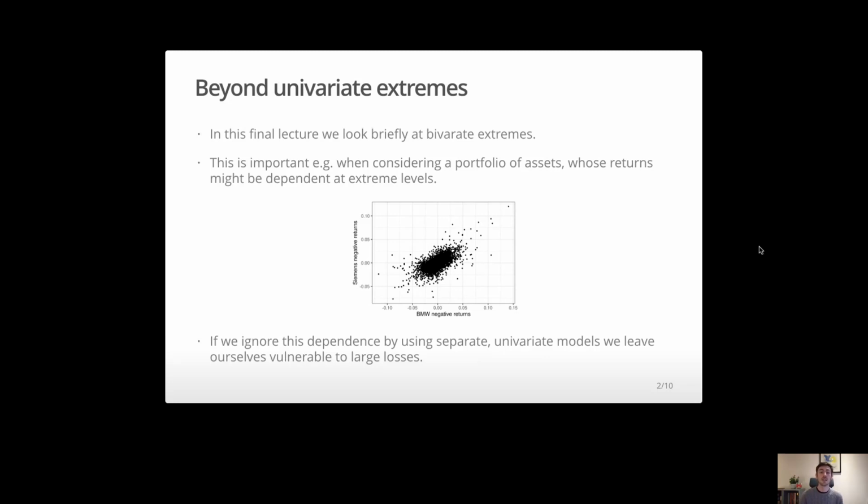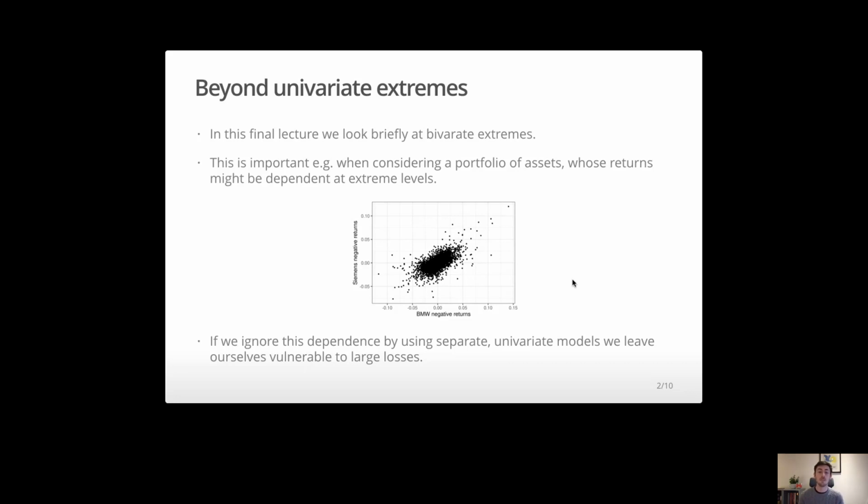It's important that we consider the joint distribution of these random variables, particularly if we're interested in modeling not only a single asset, but a portfolio of assets. So for example, in this case, we might have a portfolio of two assets, one that is Siemens stock and the other is BMW stock.